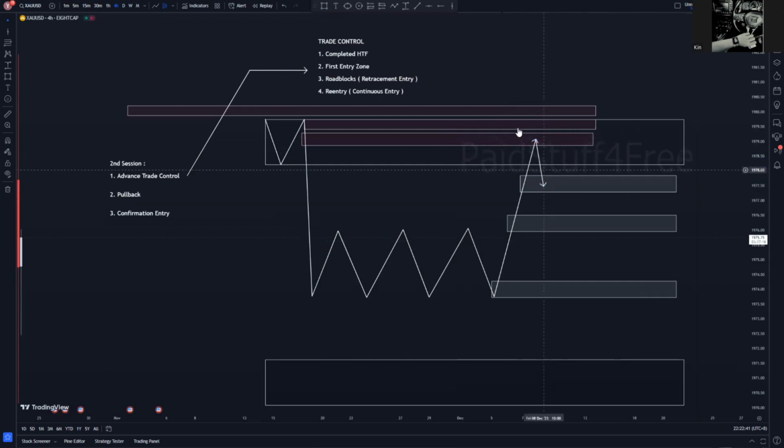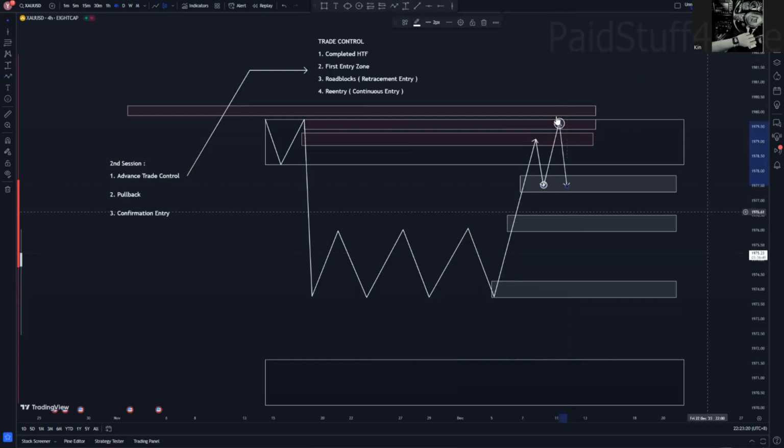When the price gets into the roadblock, there will be a confirmation entry. If there is a confirmation entry inside of the roadblock, what will happen? The price is going to go up to our sell zone again. So for example, it gets into the same zone again, and if there is no confirmation entry, the price is going to go a little bit higher. And if inside of this one there is a confirmation entry somewhere around here, then the price is going to go down.